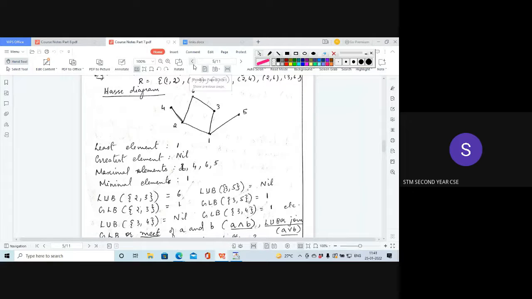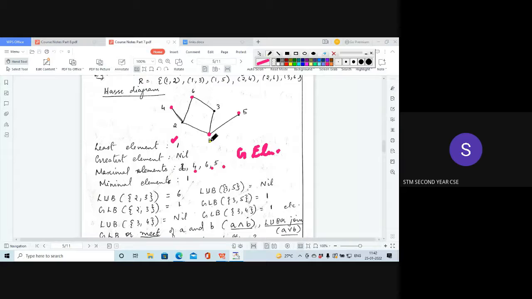Looking at this, we find that it has a least element. From the Hasse diagram, we can easily identify the lowest element is the least element, and that is 1. And you have 3 maximal elements, 4, 6 and 5. But since there are 3 elements, you don't have a greatest element. If a greatest element exists, then there should be only 1.